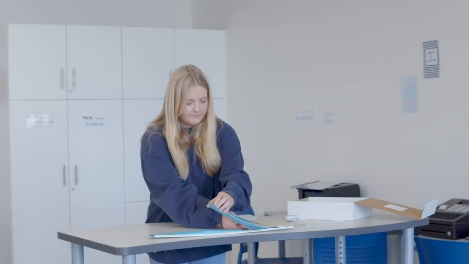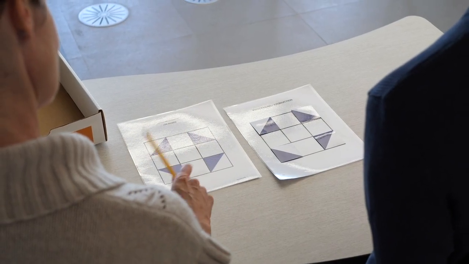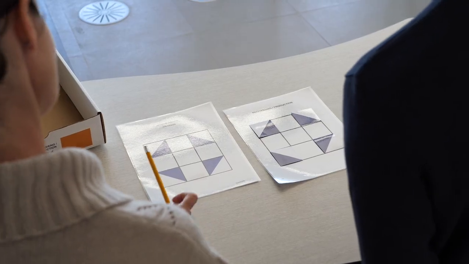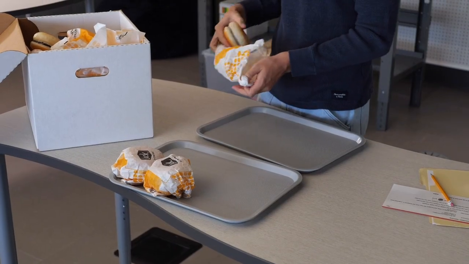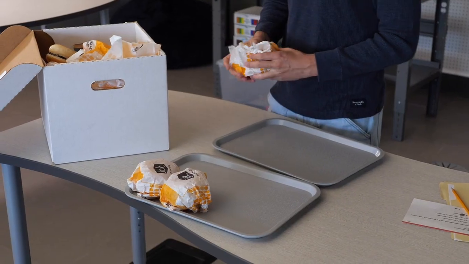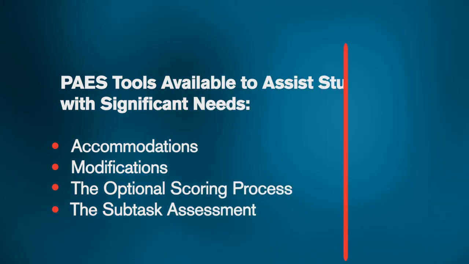PAES is built with Brown's philosophy in mind. One of the main goals of PAES is to get to the hidden employment potential for students, even the ones with significant needs. In situations where it's clear that an employee cannot complete jobs successfully on their own, PAES has tools to help assess their employability. These 4 tools are accommodations, modifications, the optional scoring process, and the subtask assessment.